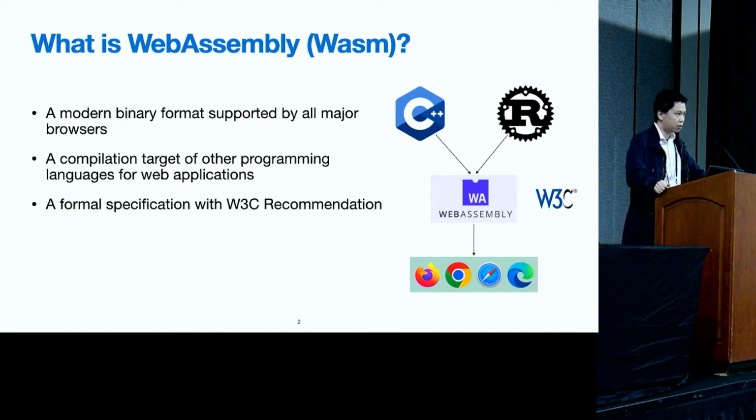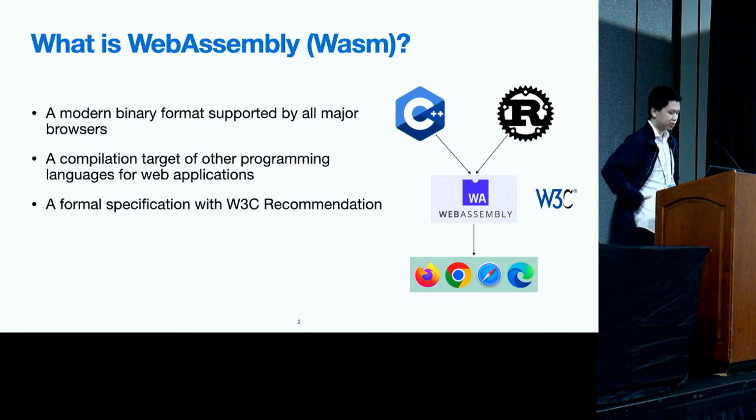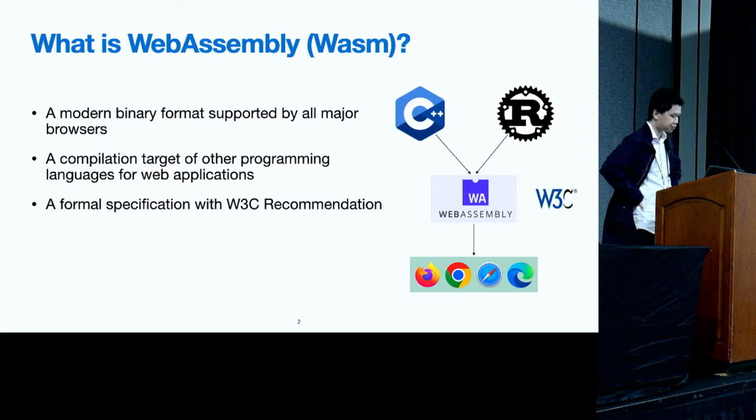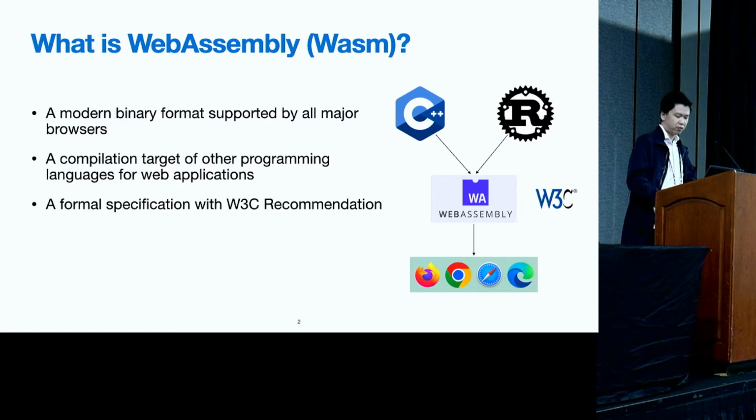WebAssembly, which is oftentimes abbreviated as WASM, is a modern binary format supported by all the major browsers. It was originally designed to be a compilation target for other programming languages such as C++ or Rust to run on the web efficiently. But now it is also possible to directly assemble WASM modules from string expressions using the WASM binary toolkit. WASM is rather special in having started from a formal specification, which has intrigued a lot of research on verification and security.